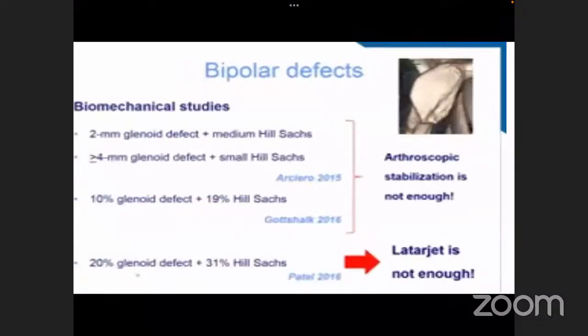And that's why this is very important to analyze before the surgery, in order to plan whether you want to go for arthroscopic stabilization using soft tissue repair or you want to go to Latarjet. And even Latarjet, sometimes, if you have a large glenoid defect and a large Hill-Sachs lesion, will not be enough.